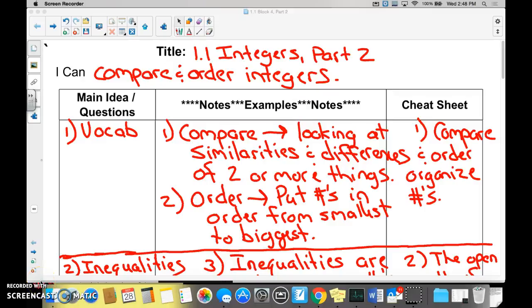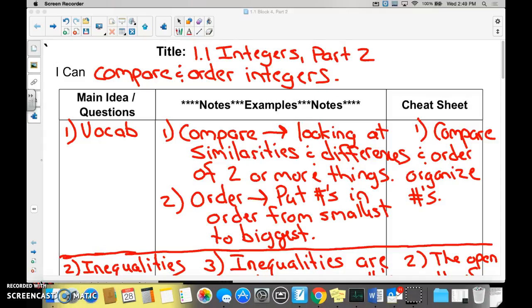What is the title of our lesson today, Omar? 1.1 integers, part 2. All right, so we've already done the first part of integers. Now we're on the second part of integers. You can now do what? Janice, what can you now do? What is the I can statement?